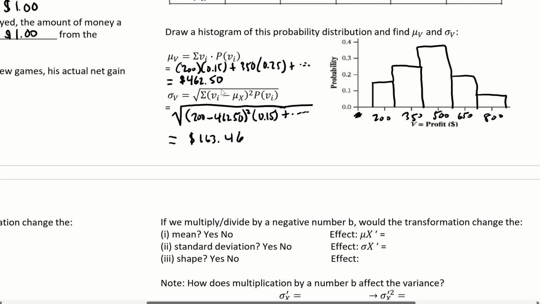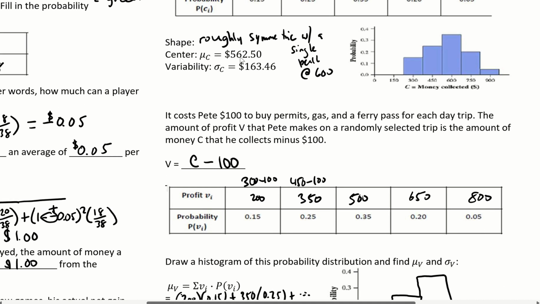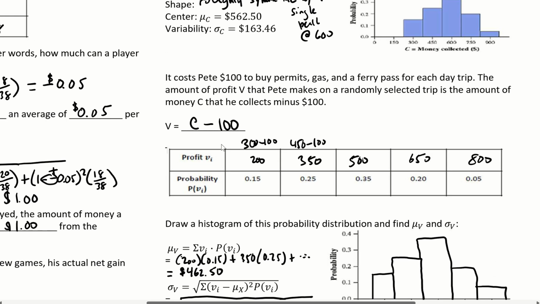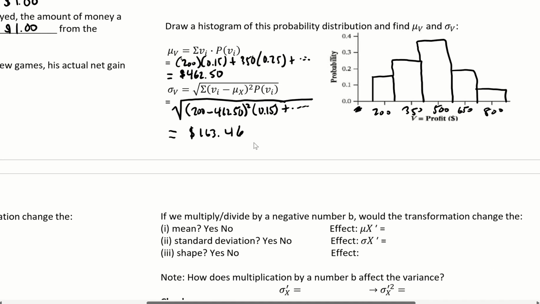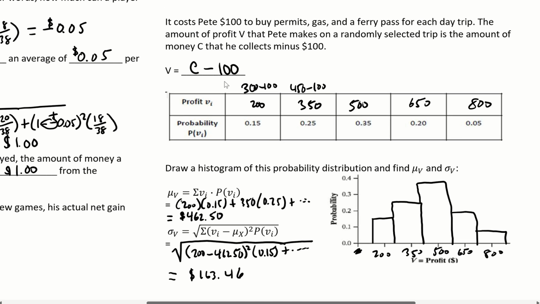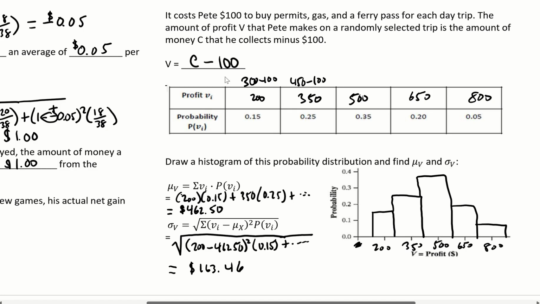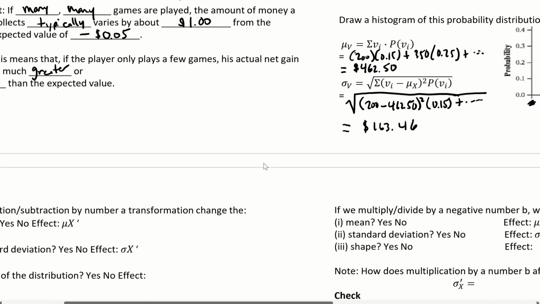So we have our mean and our standard deviation. Notice what happened. The mean was 562, and now it is 462. So the mean decreased by 100, right? And the standard deviation, 163.46, did not change, okay? So the variability does not change when I add or subtract a value. This works for addition as well. The mean does change by how much I added or subtracted. That is the key, but the shape does not change.